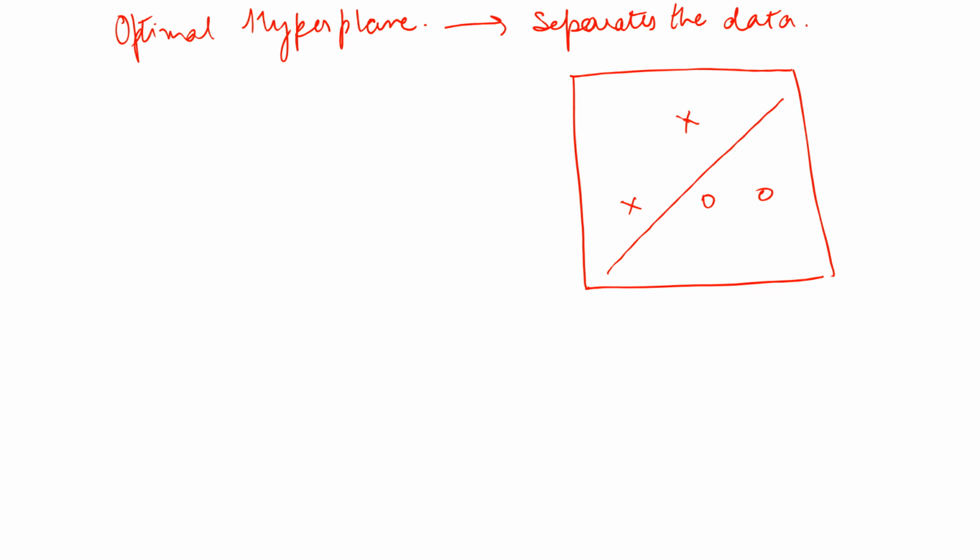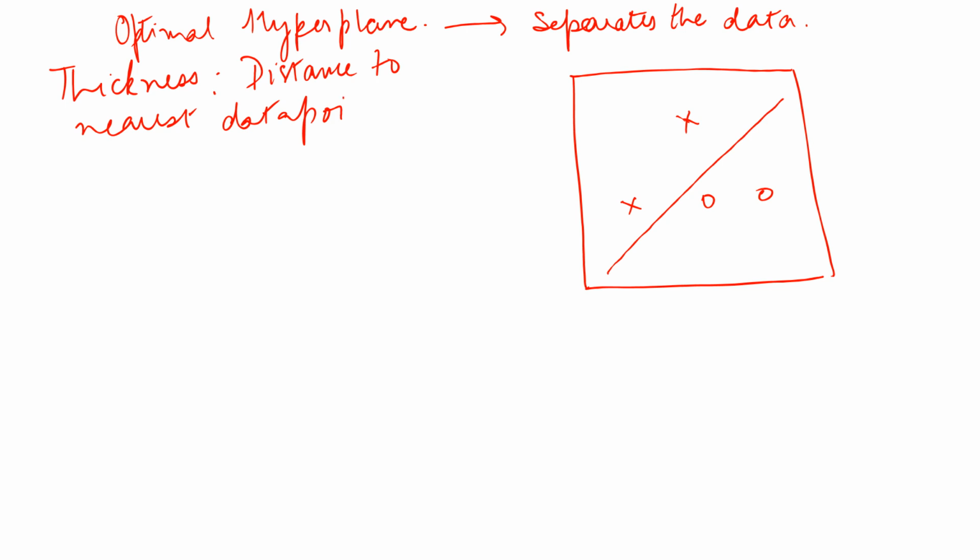The first thing that comes to my mind is, what is thickness? Thickness of the separating hyperplane is the distance to the closest or nearest data point. Distance to the nearest data point, right? In this case it would be something like this. This one seems like the nearest, or maybe this one, I'm not sure, whichever one. This is something that we are trying to find out. Because the definition itself tells us the distance to the nearest data point, how do you compute the distance to a data point?